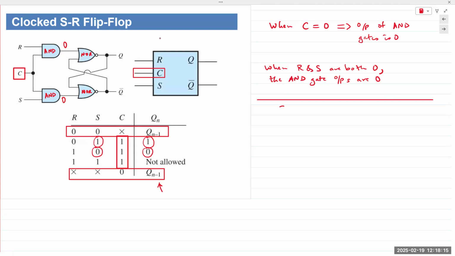Okay, one more point before we go to the next slide. When the clock is present, it synchronizes everything. And so we say it's synchronous.